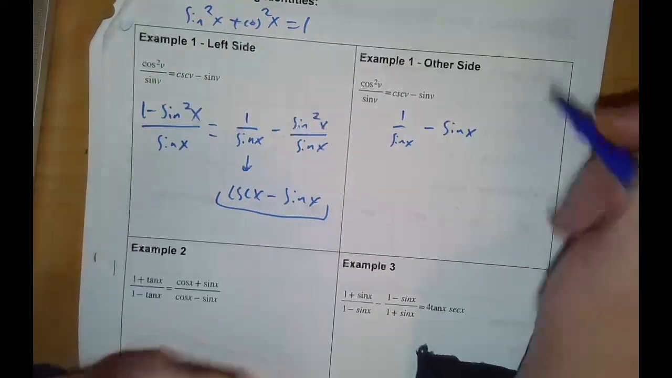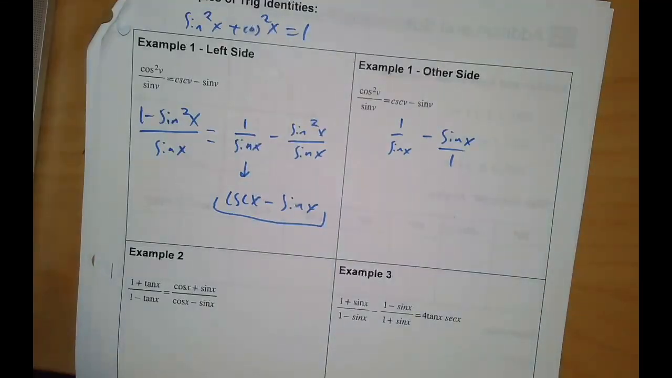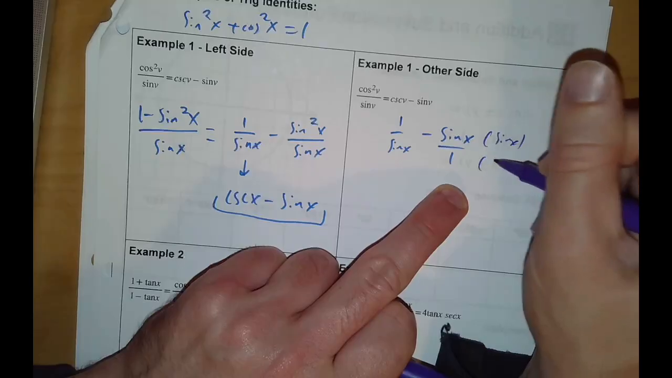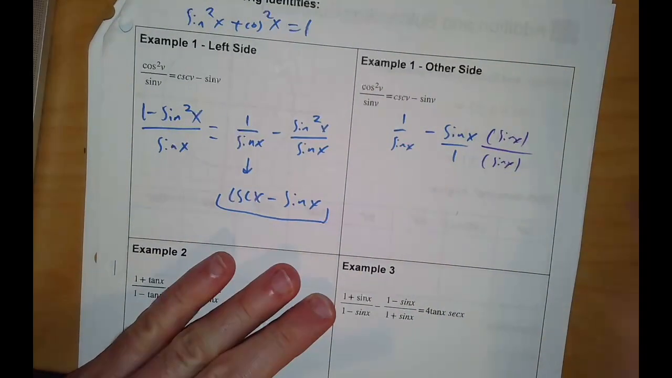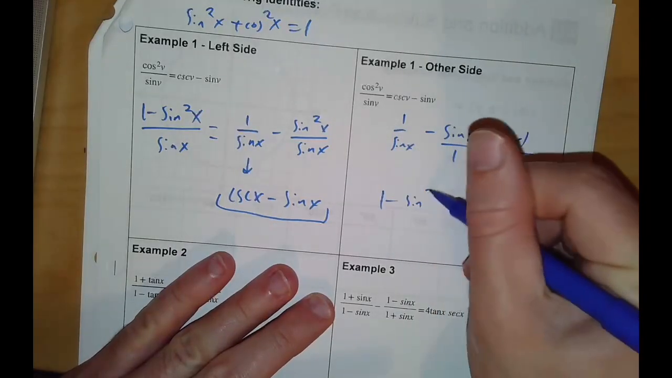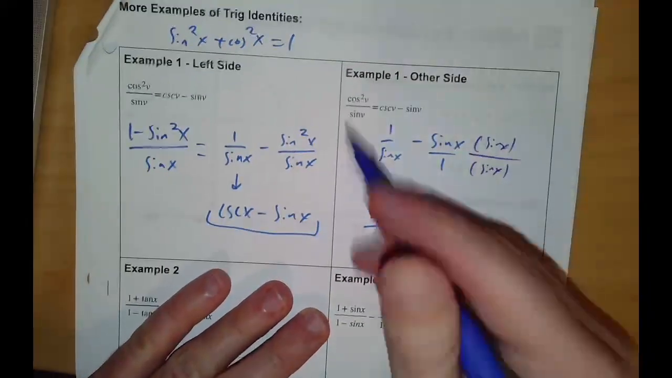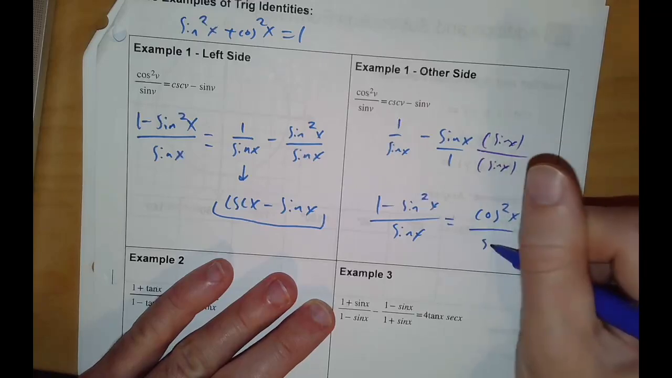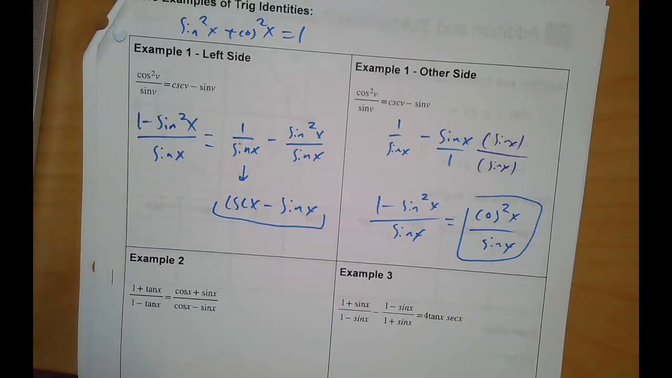Again, the same as we did before, you'd multiply top and bottom here by sine x. And that would get you 1 minus sine squared x over sine x. Then using our identity, 1 minus sine squared is the same as cosine squared x, so therefore this is cosine squared x over sine x. And that's how you get the right to look like the left. So again, you can do it either way. You can start with the left or the right side, and you can get to the same answer.